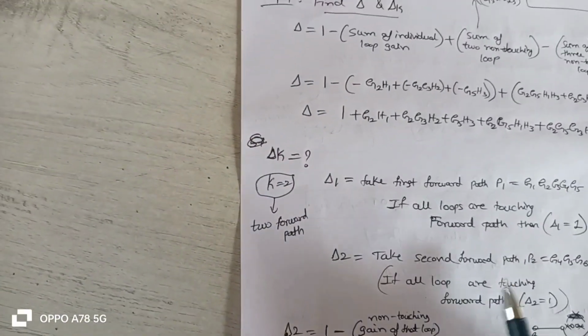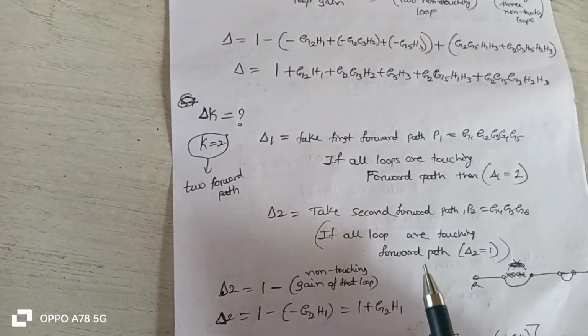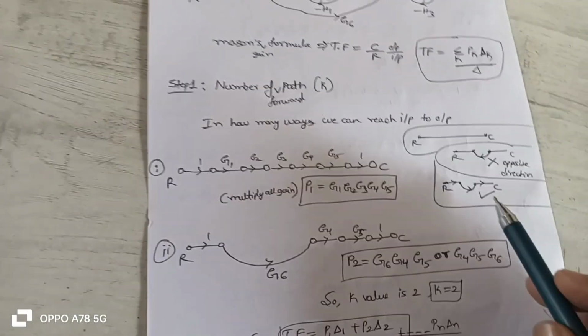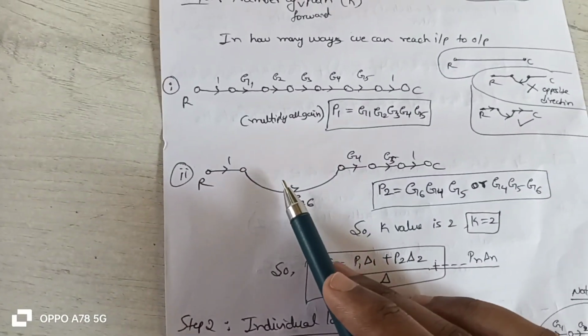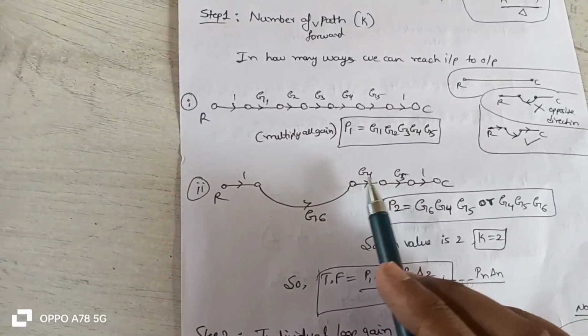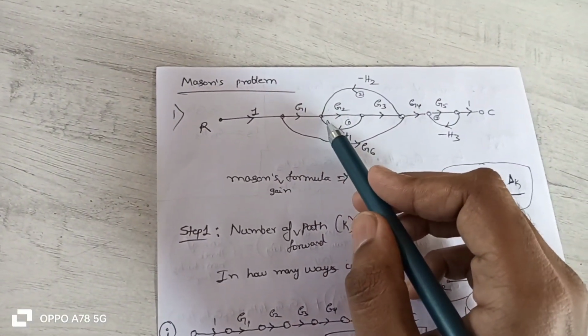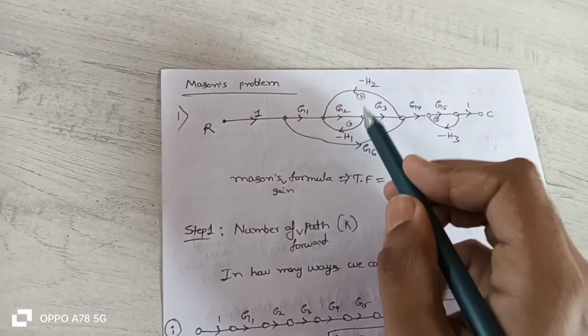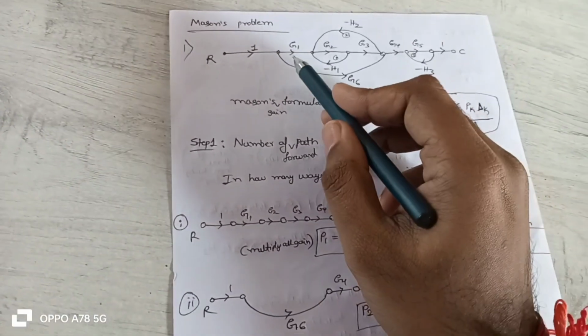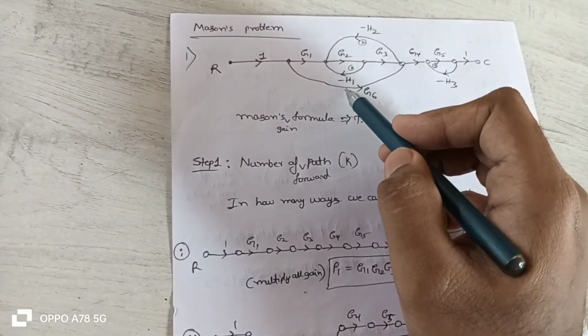Now delta 2 is similar. See the second forward path, that is P2. There, check if all loops are touching the forward path or not. In the second forward path, this forward path is touching, and all of these are touching, but you can see here the node with the minus G2 gain is not touching the G6 gain. This loop is not touching this one.